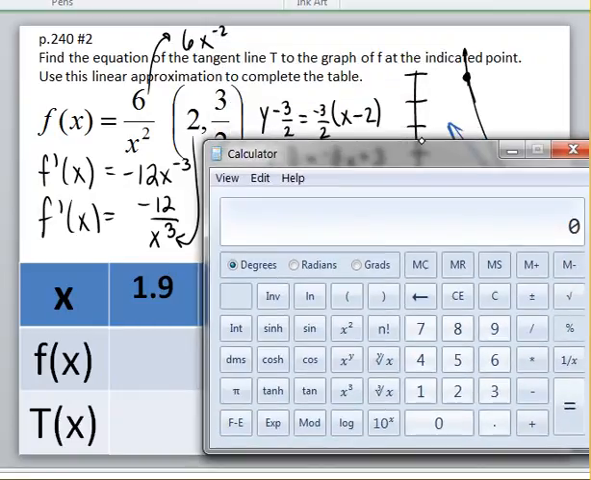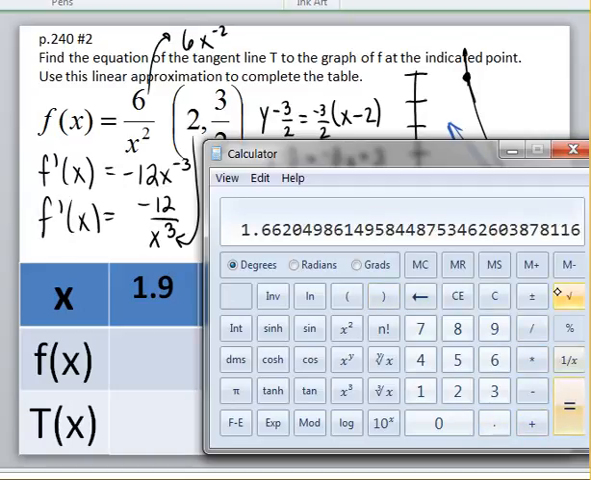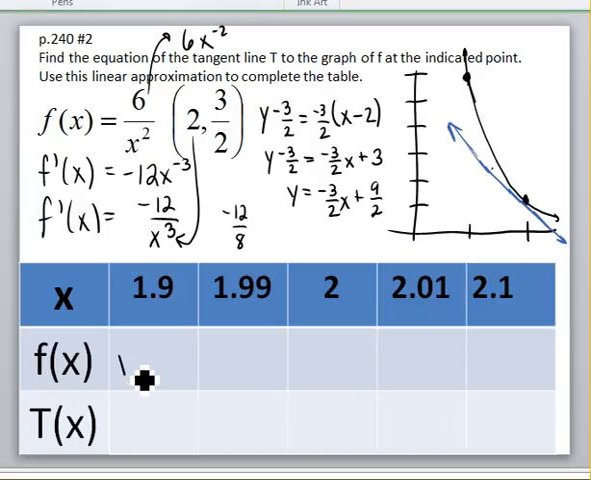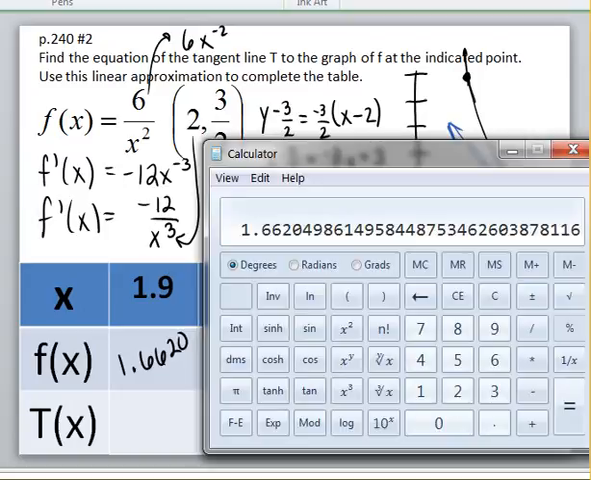But I'm going to go ahead and put in 1.9 for my function value. So I would say 6 divided by 1.9 squared, or 1.9 times 1.9, is equal to 1.662. So I get 1.6620 in this case.